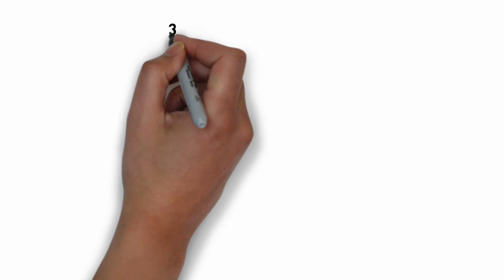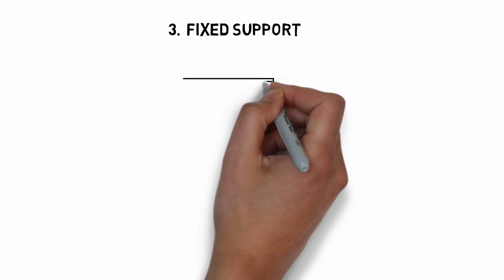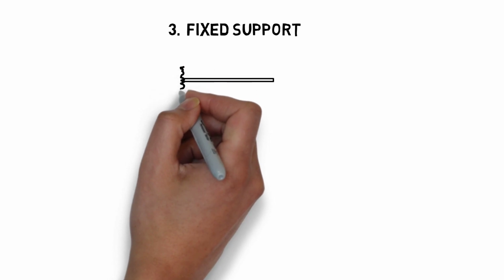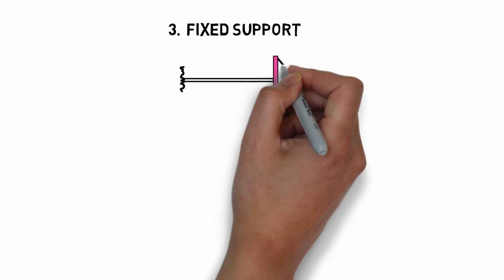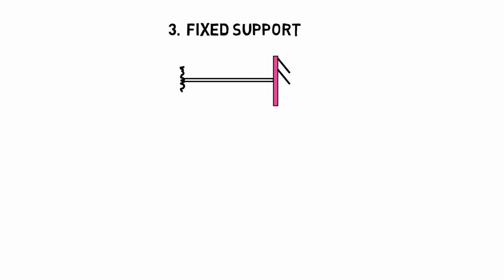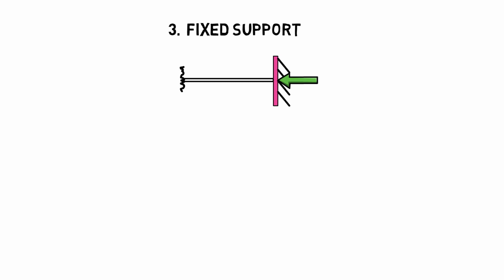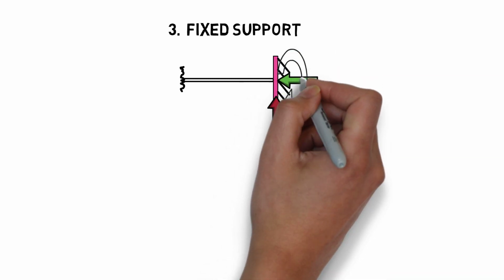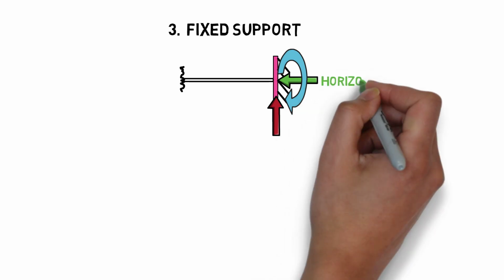Next support is fixed support. Fixed support is a support which resists all types of movement and it is also called a support with infinite rigidity. But practically, there is no perfect fixed support. The following is the representation of fixed support, which has all three reactions: horizontal, vertical, and moment reaction.